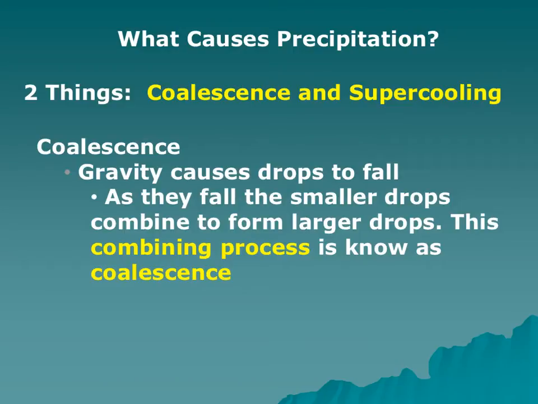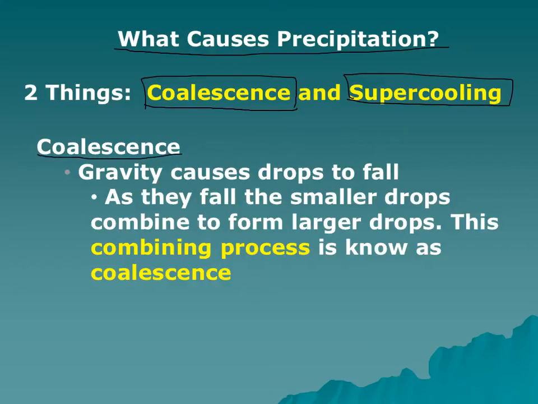Well, precipitation itself, what exactly causes it? Two things. One is called coalescence, the other is called supercooling. Alright? Supercooling sounds exactly like what it is, and we'll talk about that in a little bit. Coalescence might be a new word to you. And coalescence has to do with gravity. And it's gravity that causes the drops to fall. Alright? And you've all seen coalescence before.